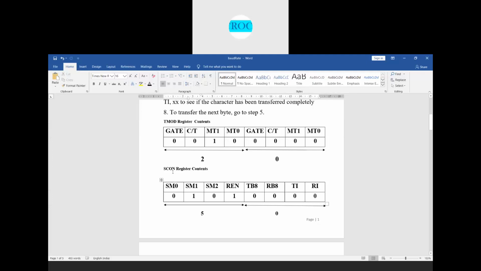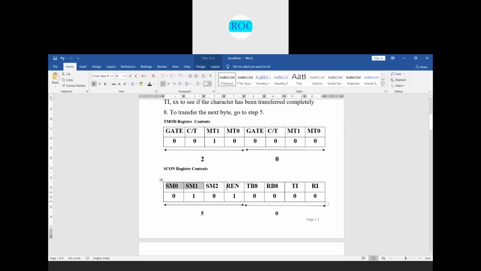Now if you see this screen, we have 0 1 0 1 0 0 0 0. Again, you know that in the SCON register, bit 6 and bit 7 are used to set the modes of serial communication. Here we are using UART mode, which is nothing but serial mode 1. And what should be the bits for that? SM0 is 0 and SM1 is 1 here. So we have 0 1.